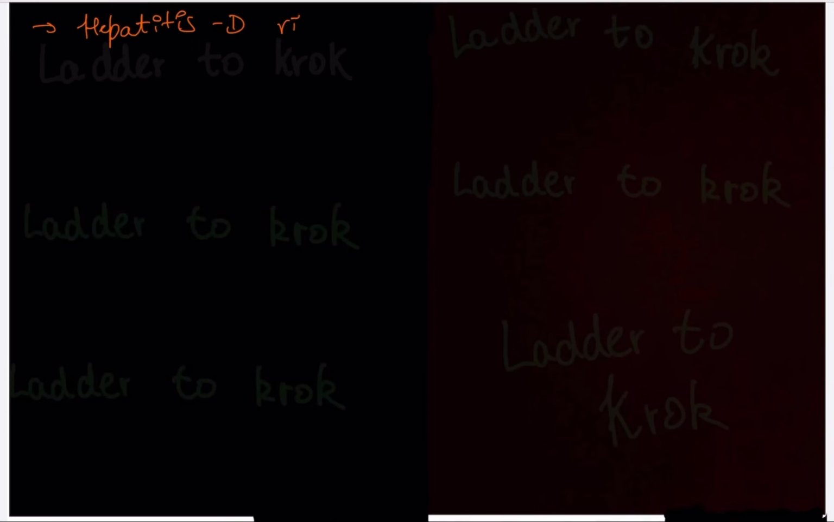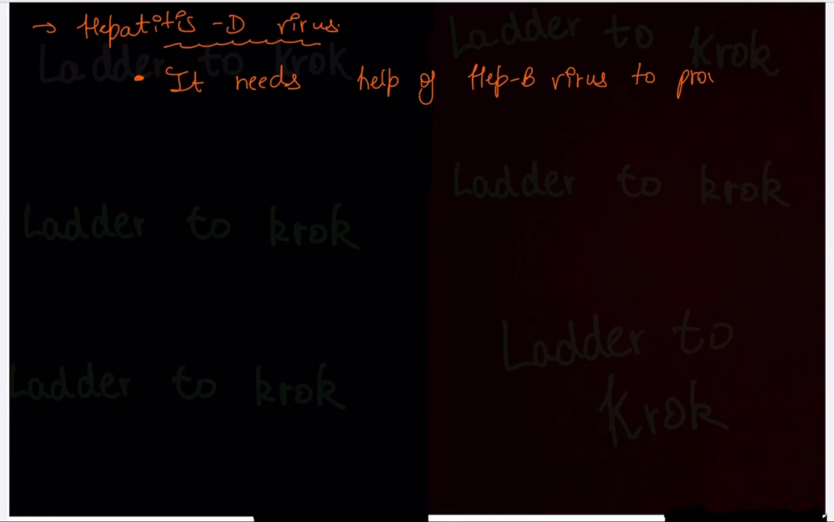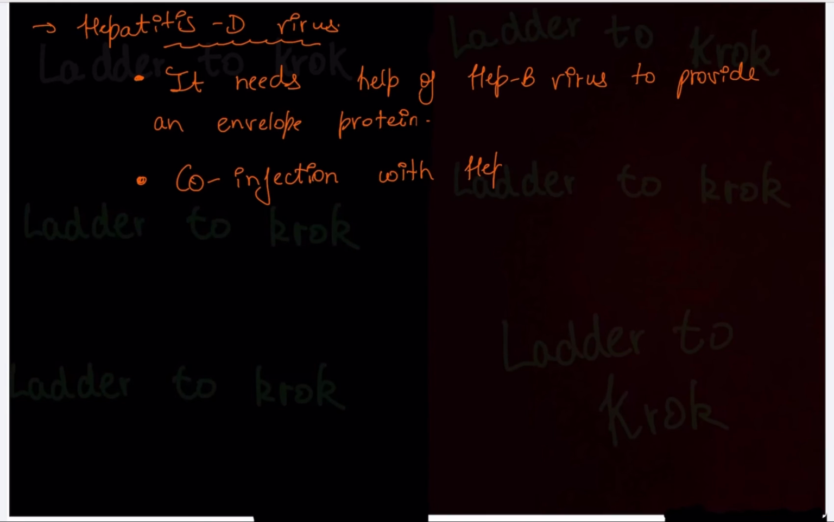Now let's come to our hepatitis D, D for donkey. Hepatitis D virus. As we just discussed, it's from the RNA virus family, and basically we don't have to know much about this one. It needs the help of hepatitis B virus to provide an envelope protein. So obviously, as I told you, D and B work together usually. It is basically a co-infection with hepatitis B. If a person is infected with hepatitis B, there are many chances that the patient can develop hepatitis D also.